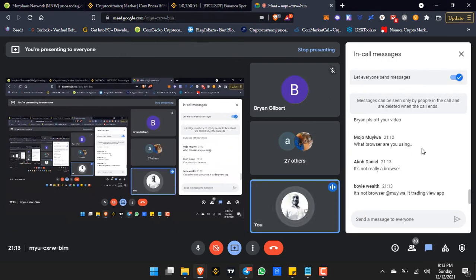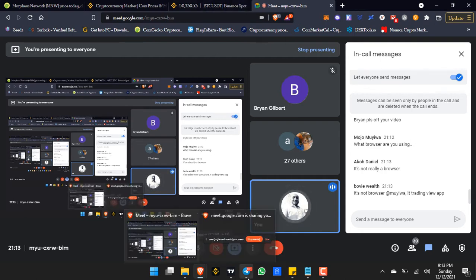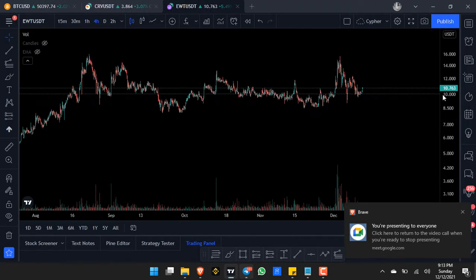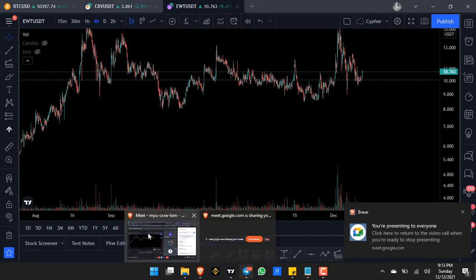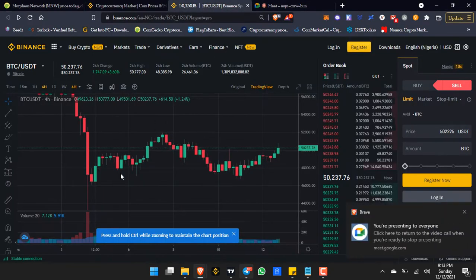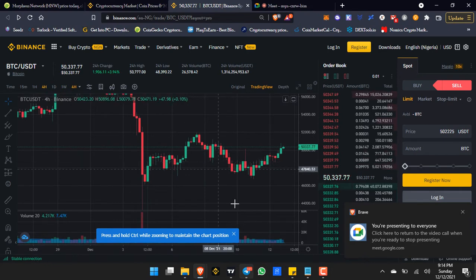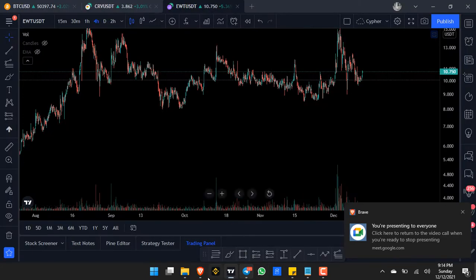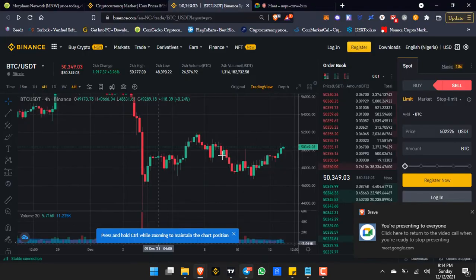Okay, Muiwa, this is not a browser. This is the TradingView app. Now, whatever you're seeing that I'm doing on the TradingView app can be done on the Binance application, right? Look at what we have here. You can see what we have here, right? Now, if you go to your Binance app, you see something like this. So everything that we are discussing here can also be done here, right?